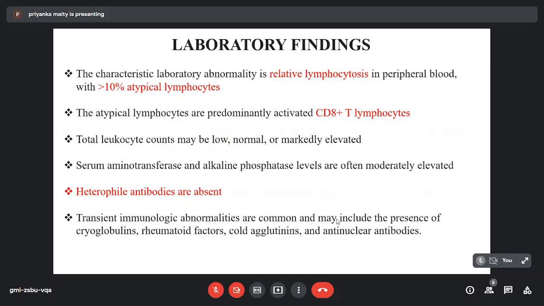The atypical lymphocytes are predominantly activated CD8 positive T lymphocytes. Total leukocyte counts may be low, normal, or markedly elevated. Serum aminotransferase and alkaline phosphatase levels are often moderately elevated. Heterophile antibodies are absent. Transient immunologic abnormalities are common and may include the presence of cryoglobulins, rheumatoid factors, cold agglutinins, and antinuclear antibodies.